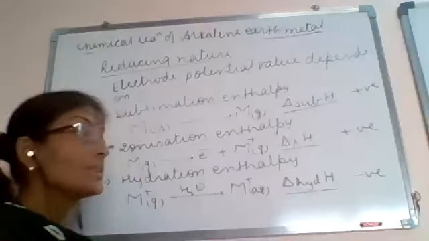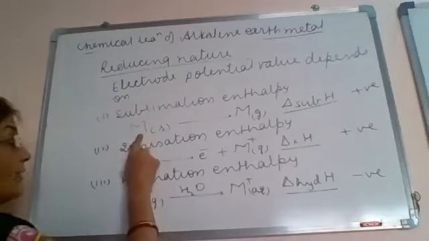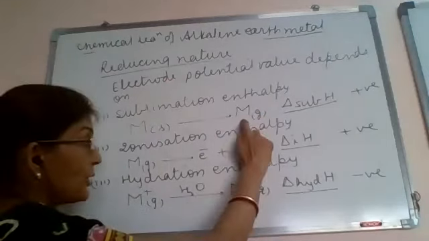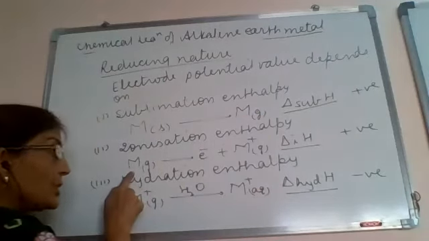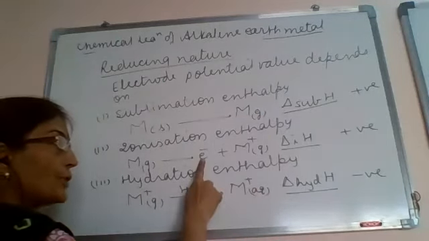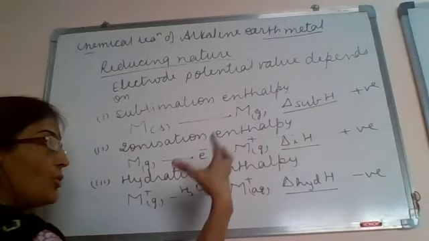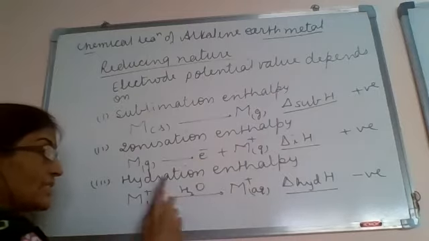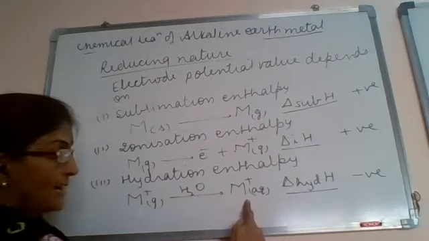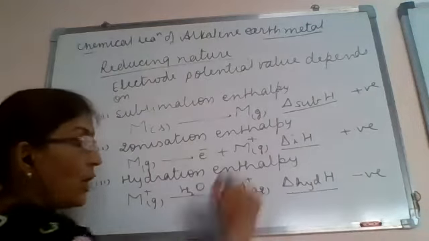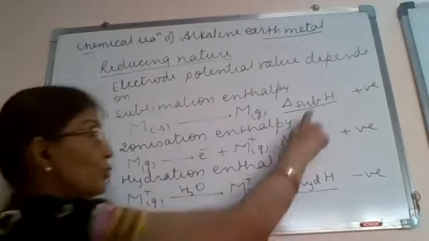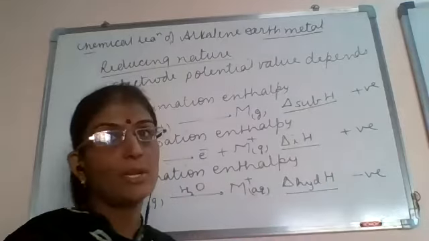Electrode potential, because a metal, when it is solid, first we have to convert into gas, because only a neutral gaseous atom has the tendency to lose electron, and reactions are carried out in solution. So this gaseous ion, when hydrated, we get M plus aqueous. This enthalpy is called hydration enthalpy. So two are endothermic and one is exothermic.